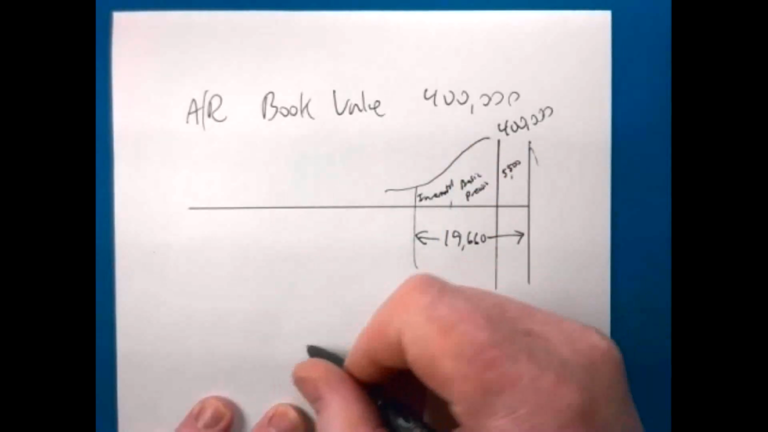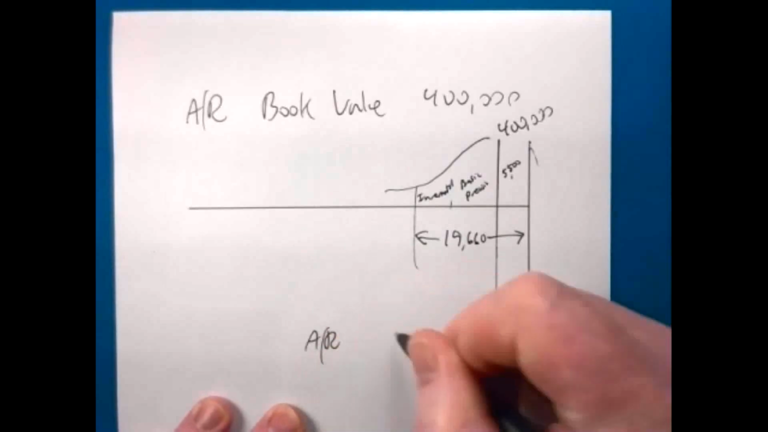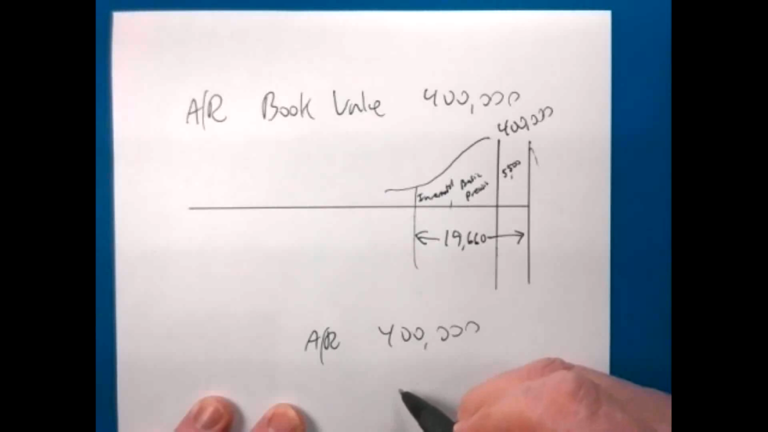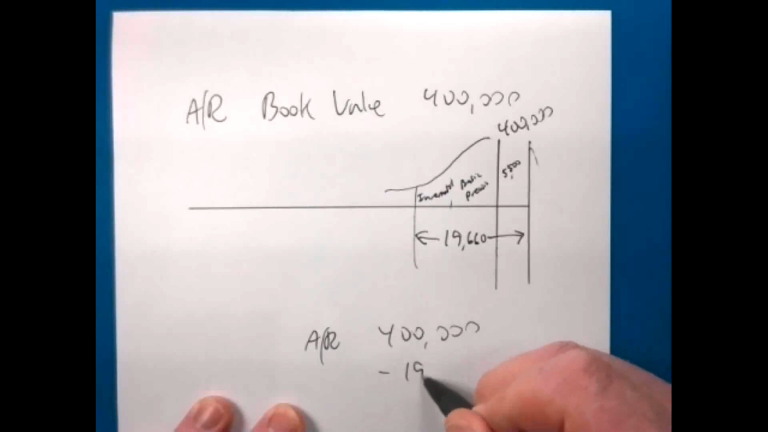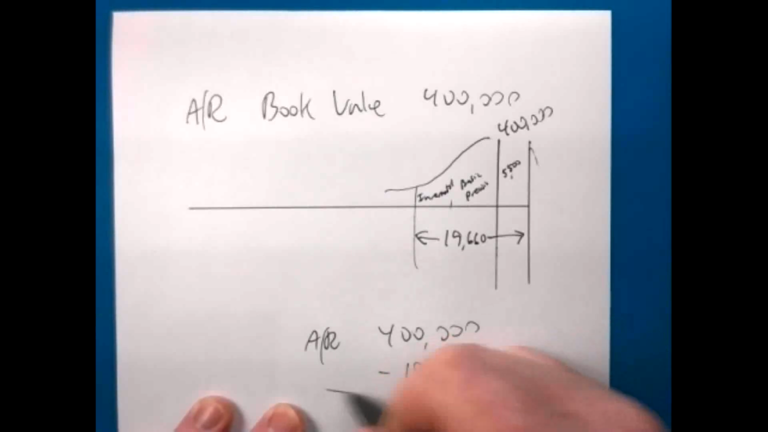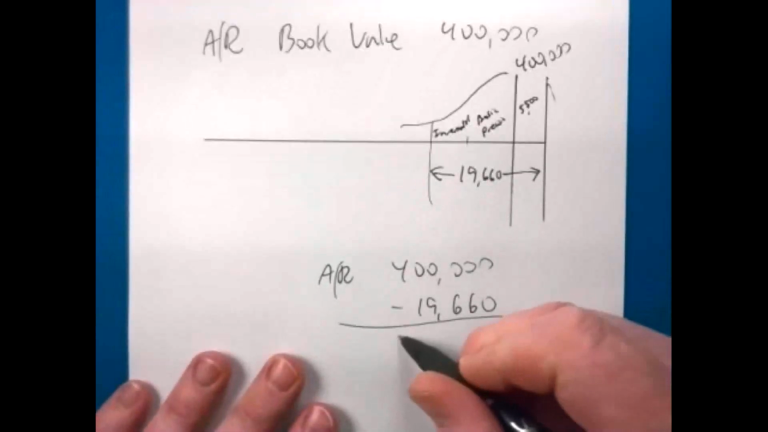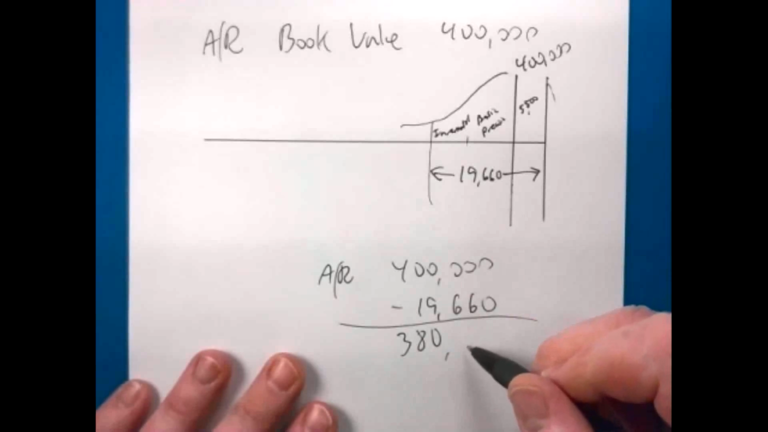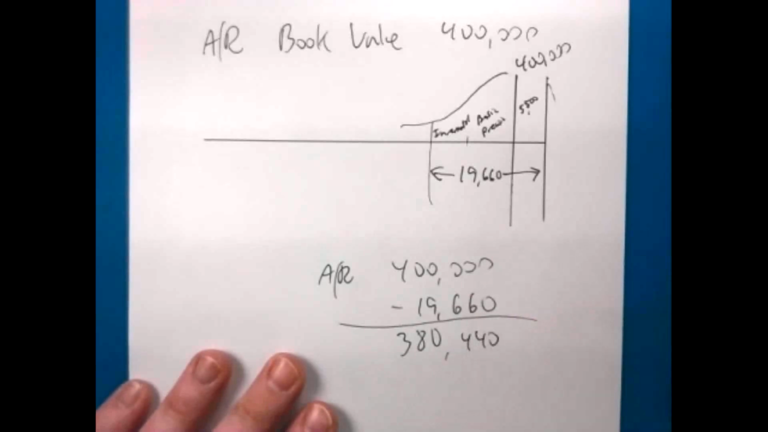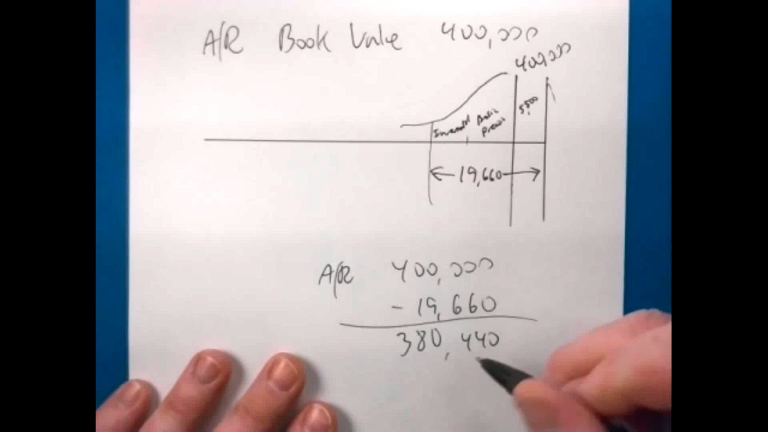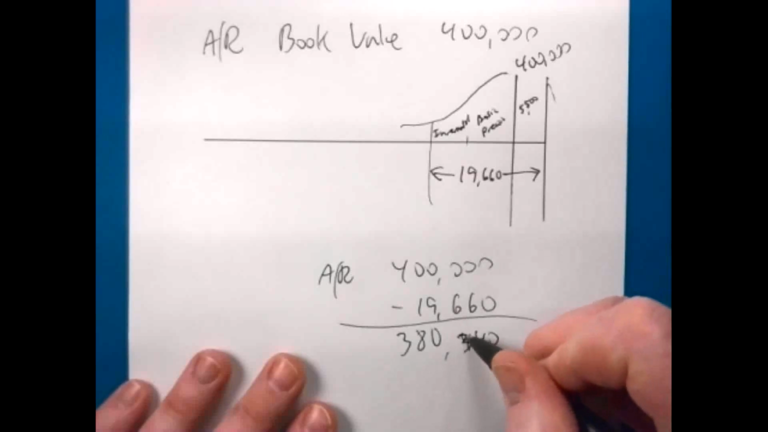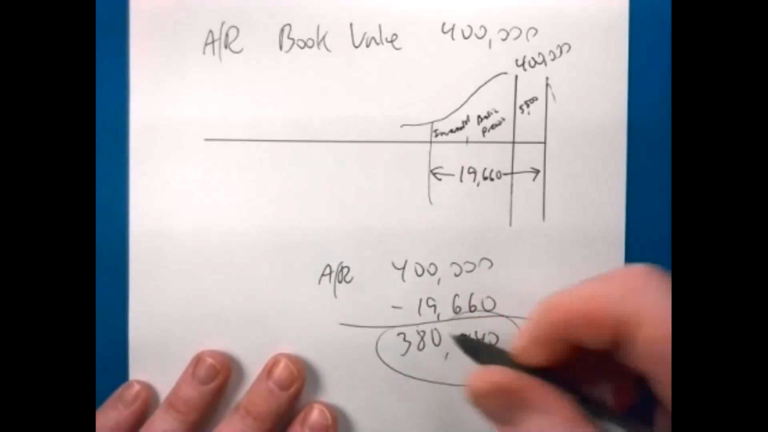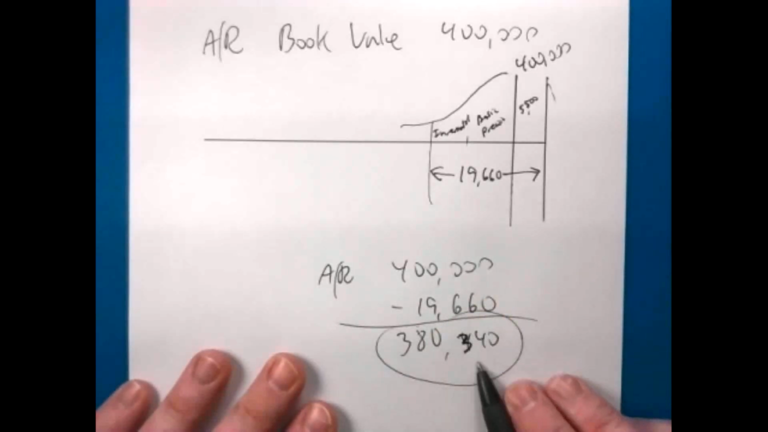So this 400,000 could be off by up to whatever that is. $440? No, $340. It's getting too late. Yeah, so we're saying that it could be as low as that.